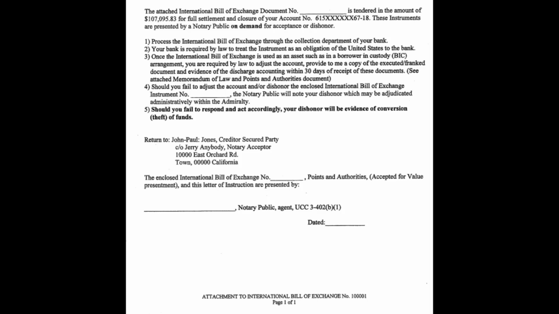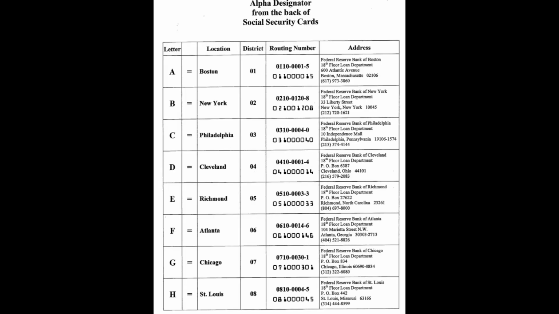So number 4, should you fail to adjust the account and or dishonor the enclosed international bill of exchange instrument number XYZ, the notary will note your dishonor, and you may be adjudicated administratively within admiralty, which you will be, because you're going to put your $1 stamp on it. That's going to put you right into the Universal Postal Union, and they can go explain this to the military. You know what I'm saying? So should you fail to respond and act accordingly, your dishonor will be evidence of conversion, theft of funds. That's a felony right there, and your friends can't help you.